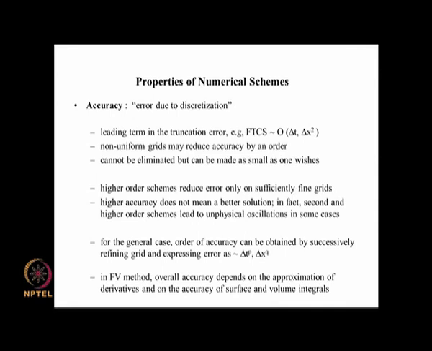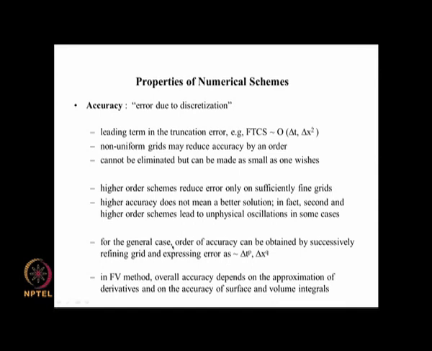And we also made the mention that higher order schemes reduce error only on sufficiently fine grids, and higher accuracy does not mean a better solution. We will see later on that second order or higher order schemes may lead to unphysical oscillations in some cases. And these oscillations are a property that we are going to discuss next.